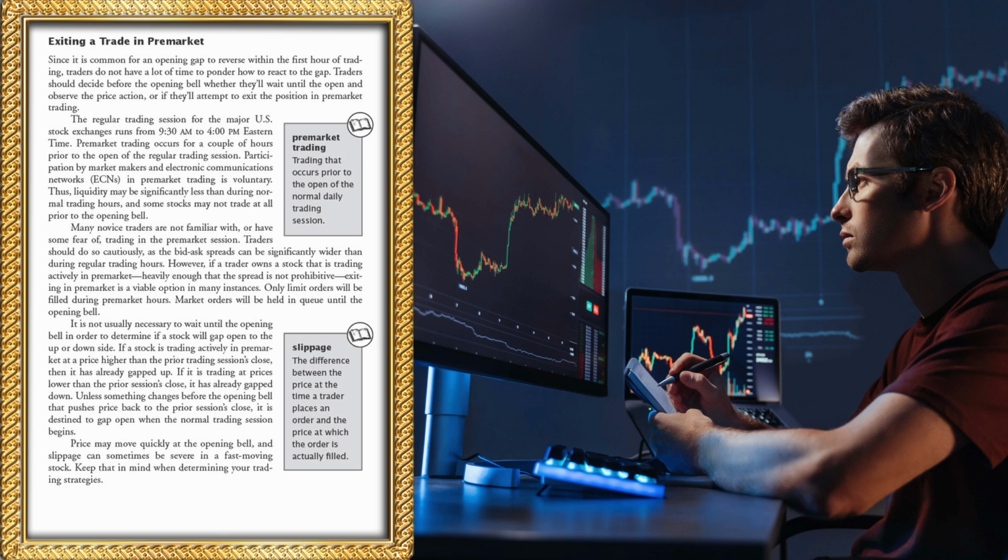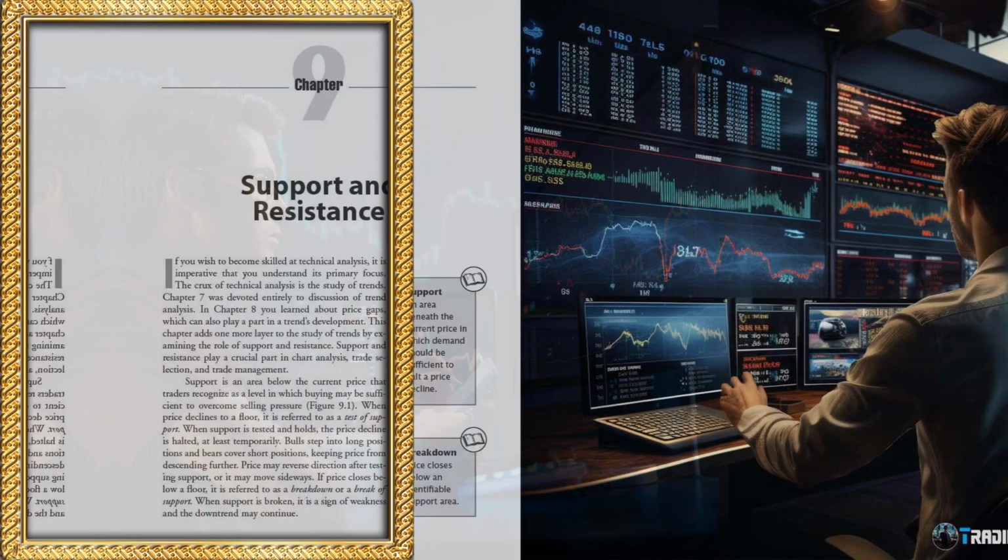Price may move quickly at the opening bell, and slippage can sometimes be severe in a fast-moving stock. Keep that in mind when determining your trading strategies. End of Chapter 8.